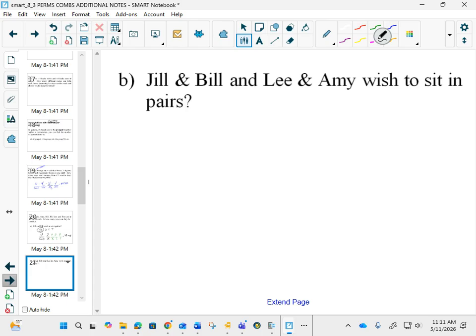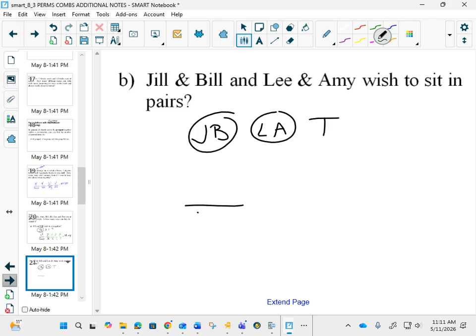Now, Lee and Amy also want to sit together. Poor Tom. Don't worry, he gets his revenge in part 3. We'll see that later. But now we've got Jill and Bill together, Lee and Amy together, and Tom. Now how many ways can they sit on the bench?